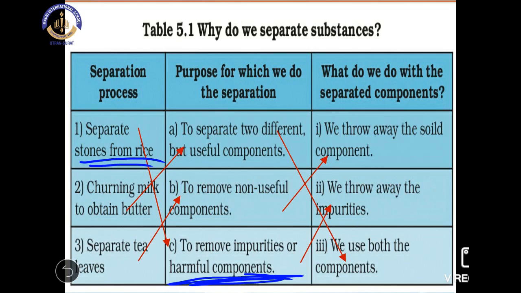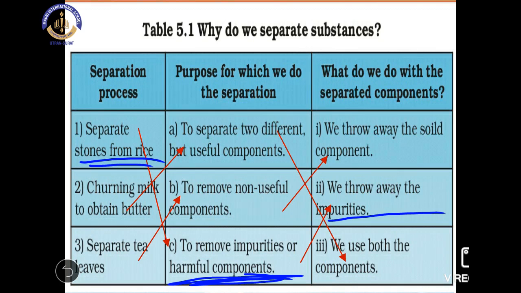Why should we do the separation process with rice? To remove the impurities or harmful component which is not safe to consume. So we have to remove it from the rice. And after that, what will we do with the separated components? We will throw away the impurities. Here impurities means stones. So we will throw the stones away from the mixture, and we will get the rice without the stones, without the impurities.